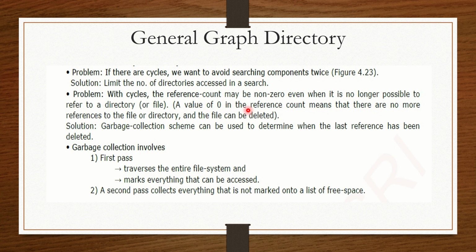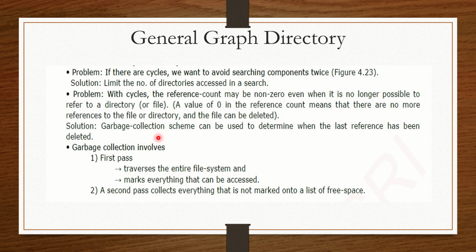Whenever a directory is referred to, the reference count will vary. It is going to increase. Before deleting a directory, the system checks its reference count. If the reference count is zero, it has not been referred to by any file for so long, meaning it has no content, so that directory can easily be deleted. In the case of cycles, the reference count will always be non-zero, so it is impossible to delete any directory with a cycle.